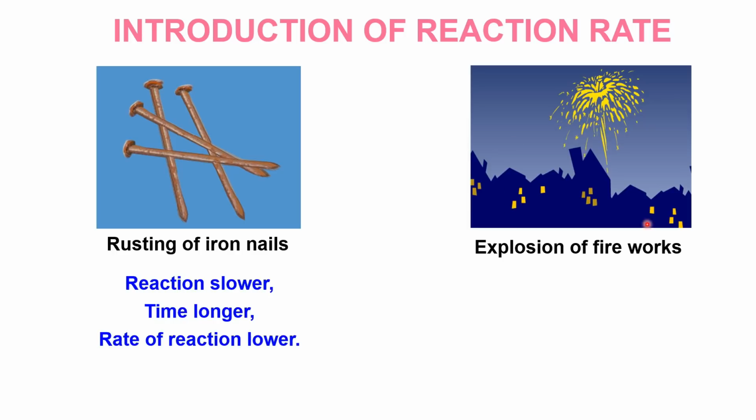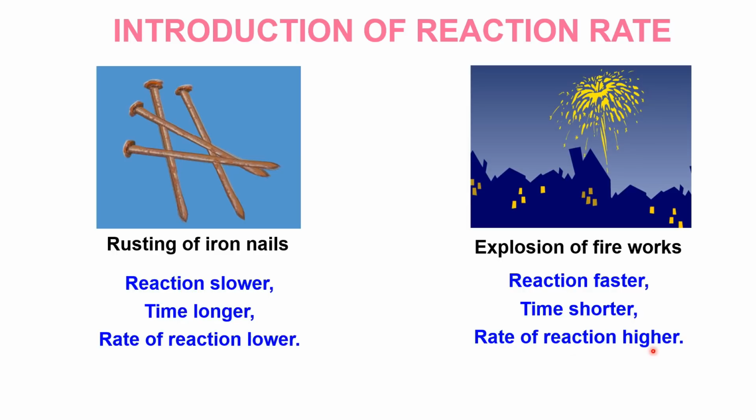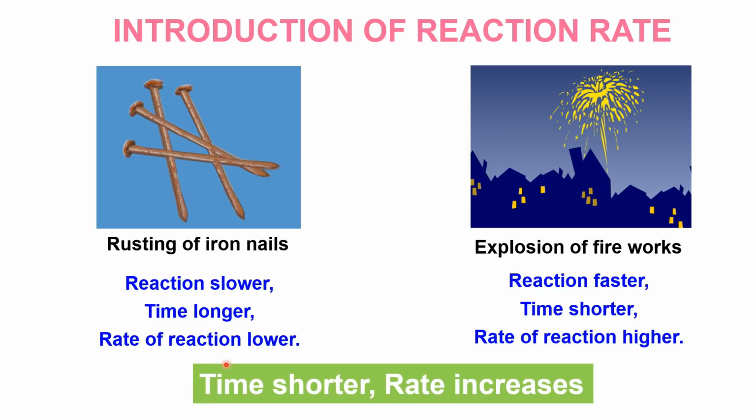Explosion of fireworks can happen in just a second. That means the reaction is faster. When the reaction is faster, the time needed for the reaction to complete is shorter. That means the rate of reaction is higher. So here we can conclude that when the time is shorter, the rate increases.